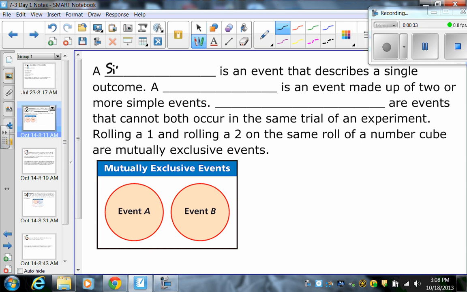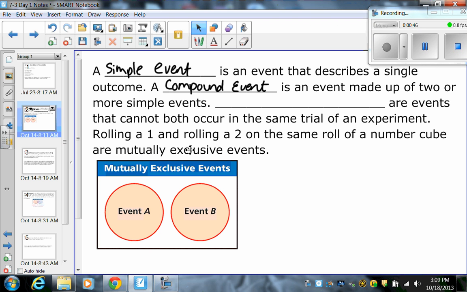A simple event is an event that describes a single outcome. A compound event is an event that is made up of two or more simple events.